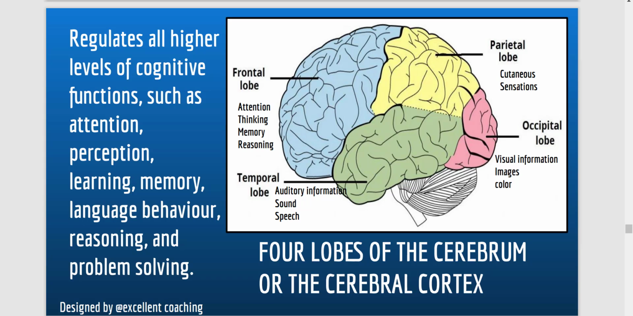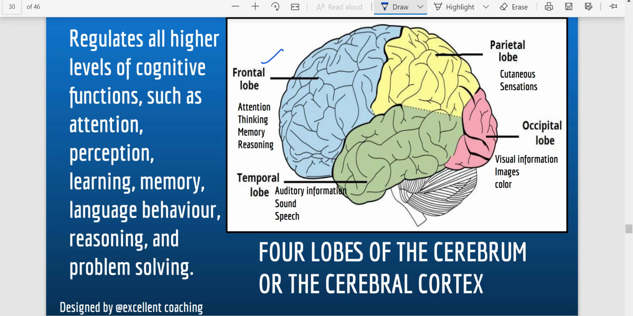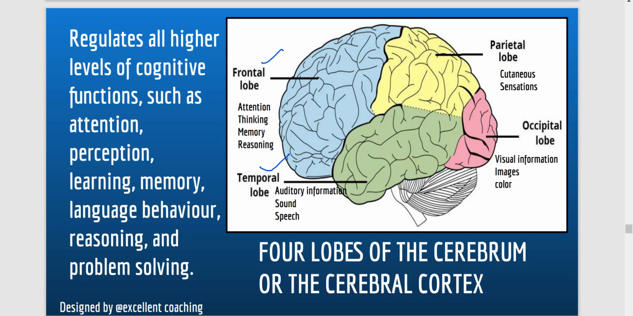Let us discuss the four lobes of the brain. So our cerebral cortex is divided into four lobes. First one is the frontal lobe. Then on the sides we have the temporal lobe. Then we have a parietal lobe at the top portion of the brain and the occipital lobe at the back side. So this is your back side, occipital lobe, and the frontal lobe is your front side, as the name suggests. All the four lobes of the cerebral cortex have different functions to perform.